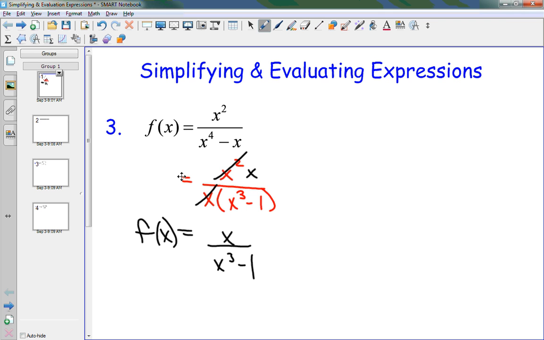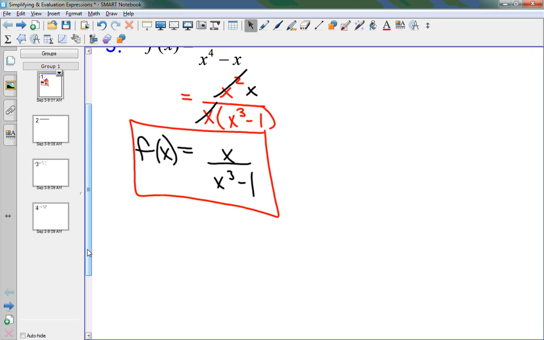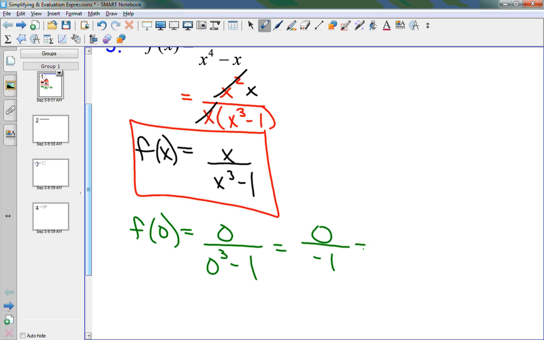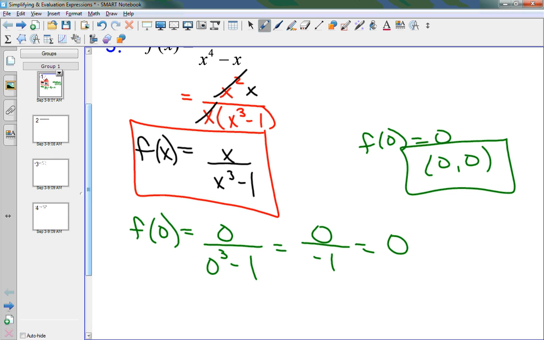I cannot cancel off this x in the numerator with the x cubed at the bottom because the x cubed and 1 are attached together by subtraction, so they stay there. This is your simplified expression, and then the rest of the instructions say to do f at 0. So once I'm done simplifying, I'm going to do f at 0. Every place I see an x, I plug in 0. So 0 divided by -1 gives me 0. So therefore, my answer here is f at 0 is 0, so that gives me the ordered pair 0, 0. Pretty simple.